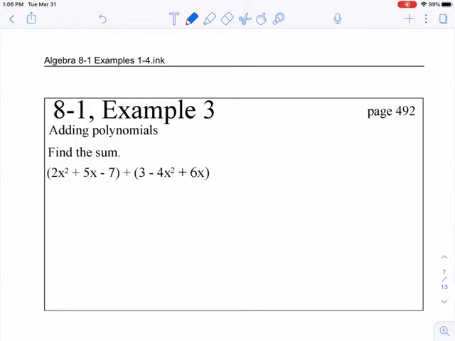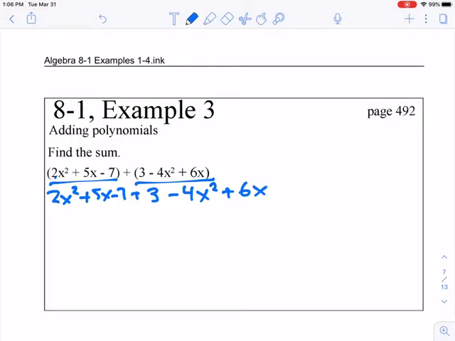Basically, when you have an addition problem, all you have to do is just drop the parentheses. So on this first one, it just becomes 2x squared plus 5x minus 7. And then we're going to do the same thing with this one because there's nothing weird we have to do. It's just plus that whole quantity. All your signs are going to stay the same. So plus 3 minus 4x squared plus 6x. We didn't have to do distributive property to anything. We're just kind of dealing with it.